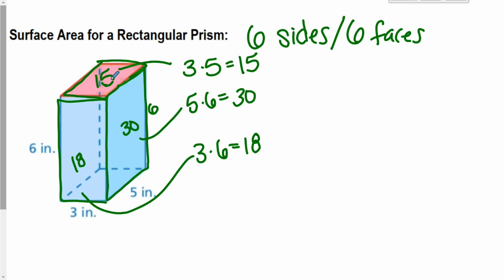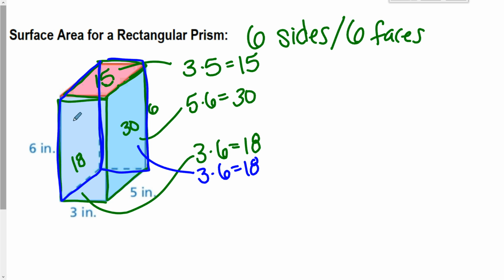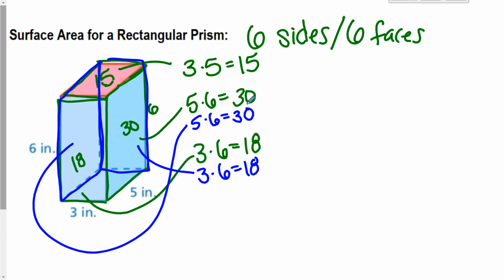Okay, those are all kind of the ones facing me. And I also got ones in the back. So I've got this back guy I'm going to make in a different color. That is also same as this one up front. These two are identical. So this is another 3 times 6. I've got one back here that's the same as this guy up front, so this guy back here is a 5 times 6. And then just like I have one on the top, I have one on the bottom. So it matches this guy, 3 times 5, which is 15. So here are my 6 different sides.